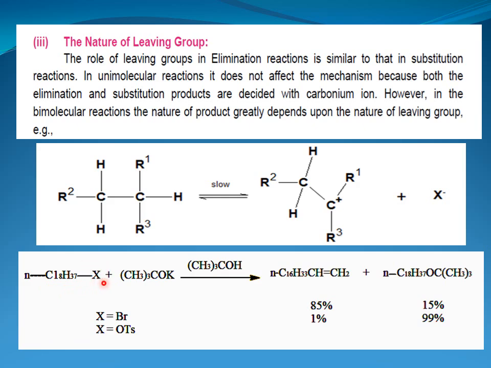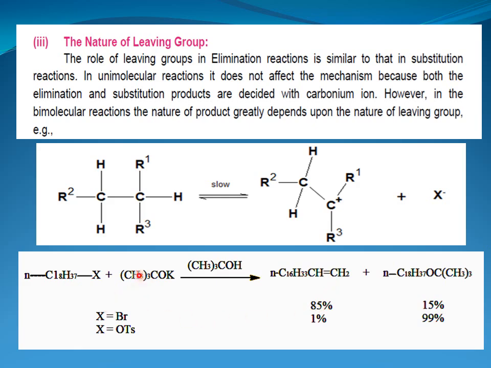This is C18H37X. X is a leaving group over here. When it reacts with potassium tertiary butoxide, it is going to give you an elimination product along with substitution. Now let us see the percentage. If X is equal to Br, means a bromine atom is attached over here, we know that bromine is a poor leaving group. Therefore, you can see the percentage of elimination reaction.